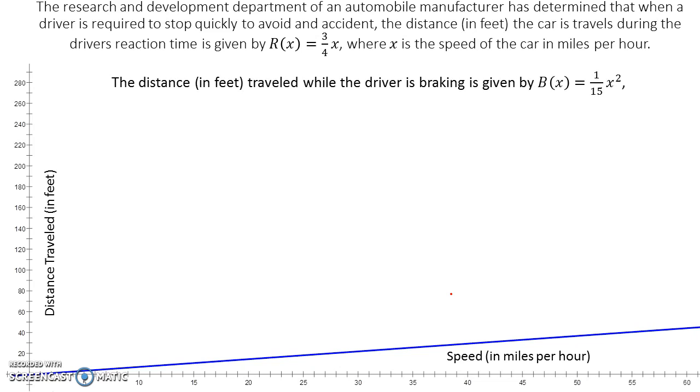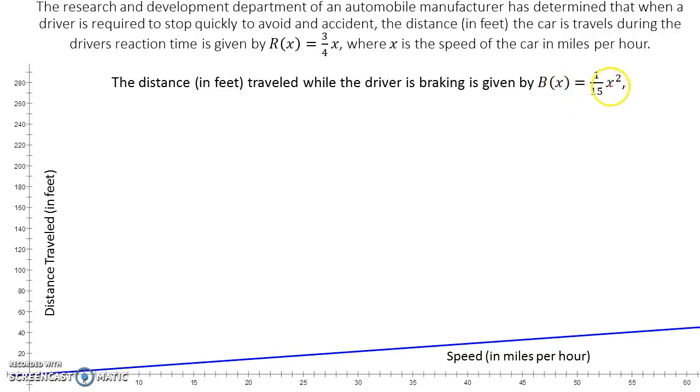So then the distance in feet traveled while the driver is braking is given by this. So then this b of x represents the feet traveled while braking. The x still represents miles per hour. This is a parabolic, a quadratic relationship. 1/15 of x squared. So whatever their speed is in miles per hour squared, a 15th of that would then represent the number of feet required for braking.